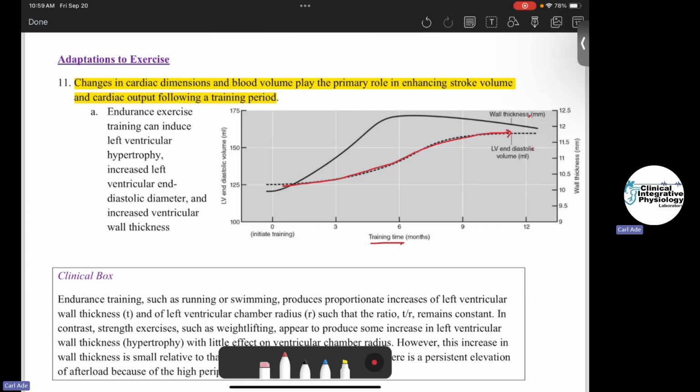And this is just a visualization, but it does take several months in a lot of cases for true end diastolic volume to change. So with this endurance type training, we get left ventricular hypertrophy, larger diameters, and some wall thickness.